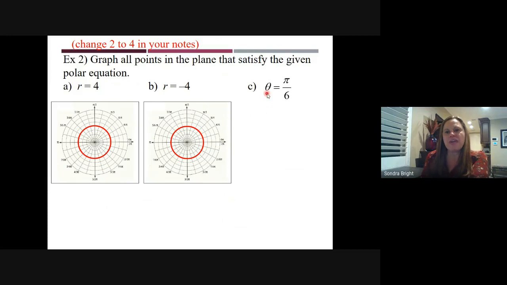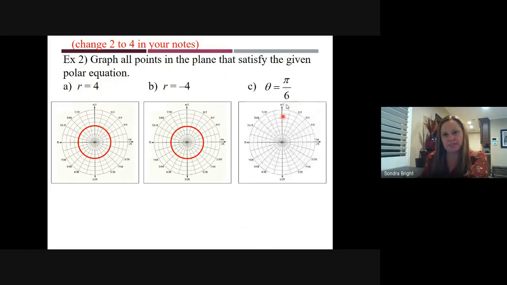What about when they tell you theta equals pi over 6? That means r can be anything, but your angle is pi over 6. So you would be turning here, and if r is 0, you're here, r is 1, r is 2, r is 3, r is 4, all of these. But r could be negative also, which means you go in the opposite direction. It ends up being that ray, just going straight through the angle pi over 6. So that's what happens when you just have r equals a straight up number, or theta equals a straight up number. That's how you handle those types of equations.